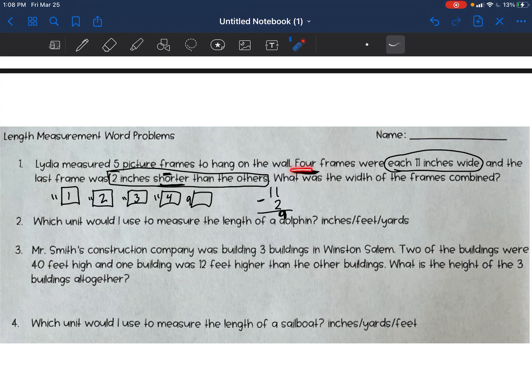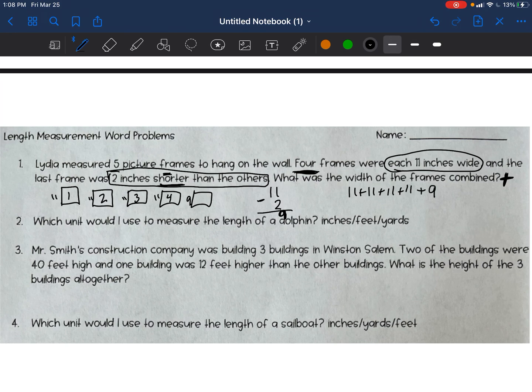So what we should do, what does the question say? What was the width of the frames combined? Combined means what? Put them together. Combined means add them up. Okay, so if we take a look at it, we need to add up all the widths. 11, 11, 11, 11, 9. So we need to add all those up. 11 plus 11 plus 11 plus 11 plus 9.